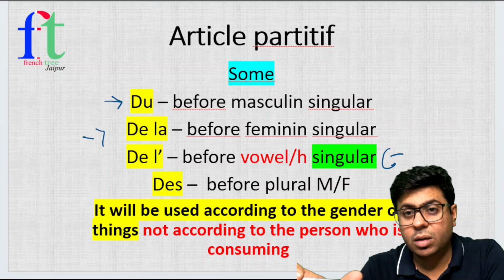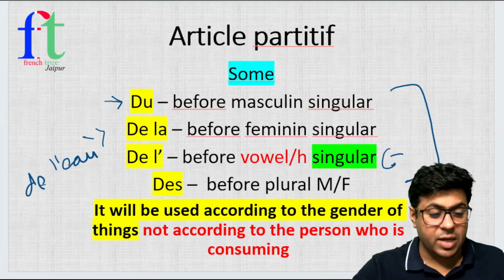This is the most important rule. Please keep it in your mind. All partitive articles are used according to the gender of the noun, not according to the gender of the person who is eating. For example, if I say, taking the example of a masculine person, il mange du gâteau.